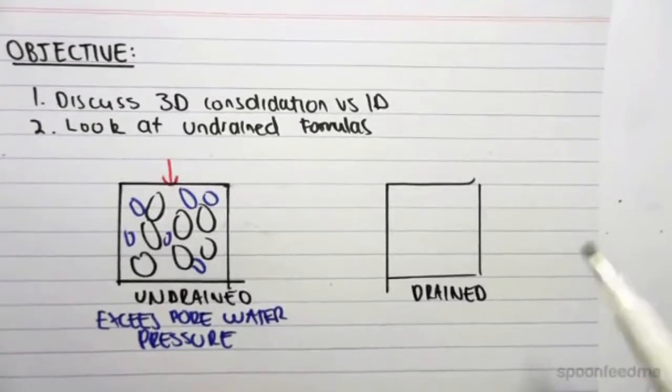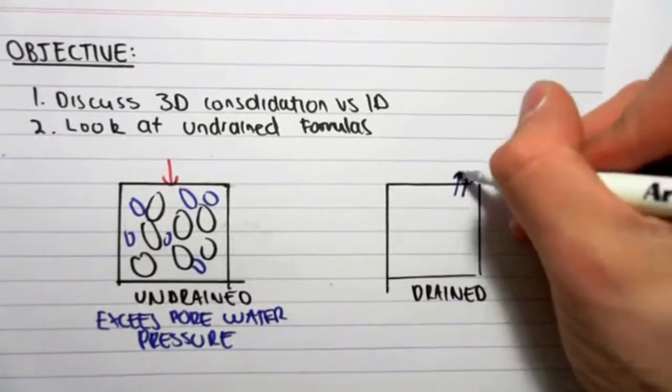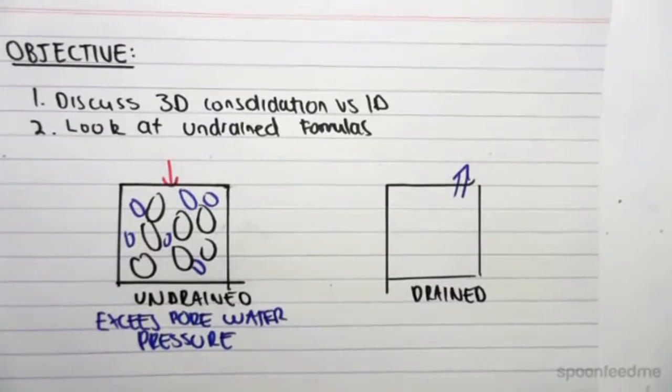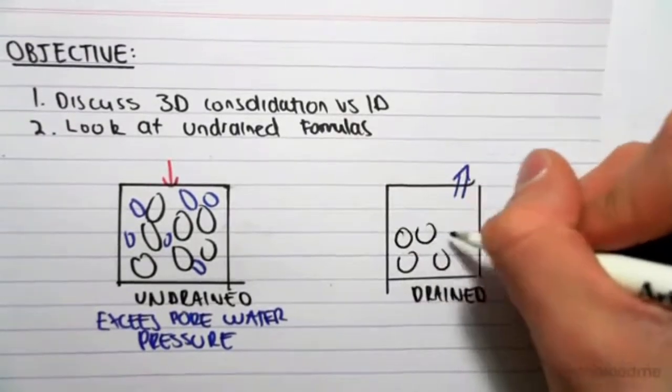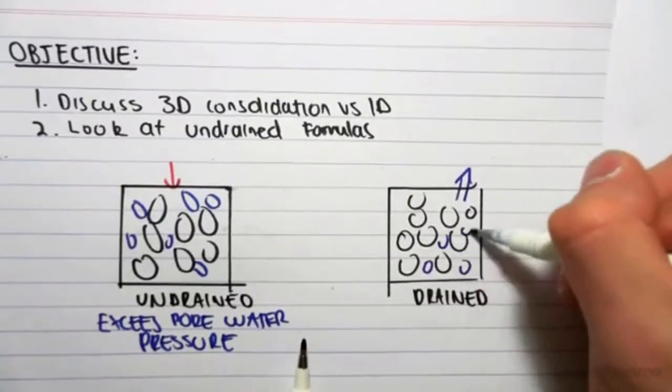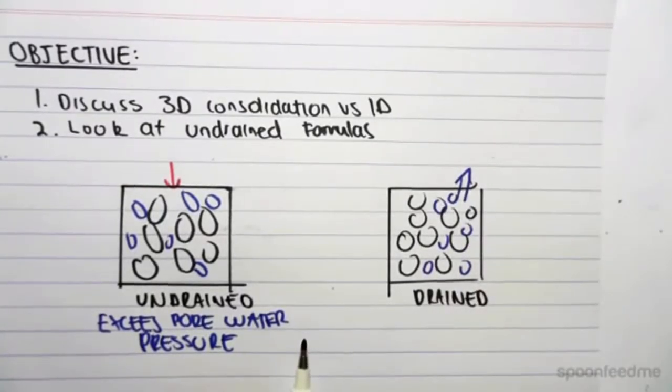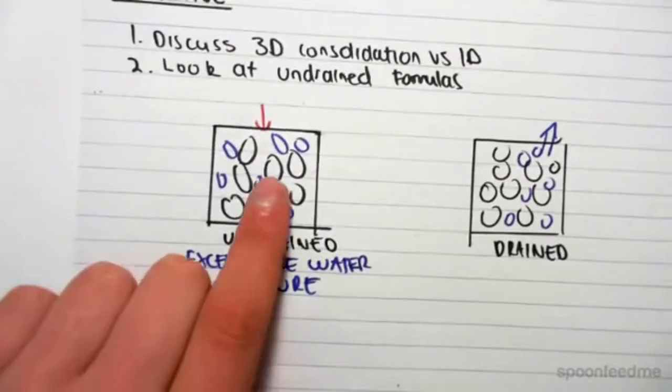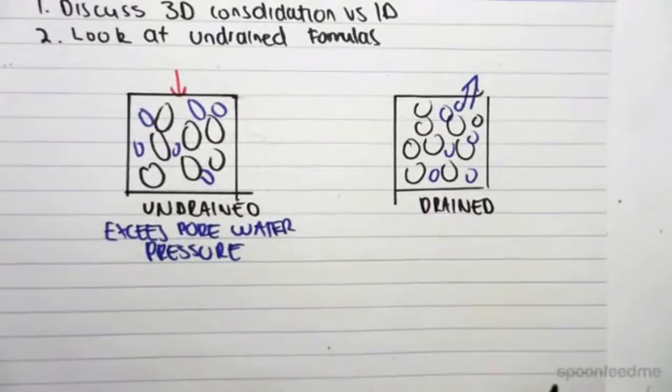If it's drained, that means that the pore water pressures are free to escape. So there might be a gap in the soil, a gap in our sample, which allows the excess pore water pressures to escape. We still have pore water pressure, but we no longer have excess pore water pressure. So we say that this sample is drained. In this video we're just going to be looking at the undrained formulas. In the next video I'll be doing the drained.